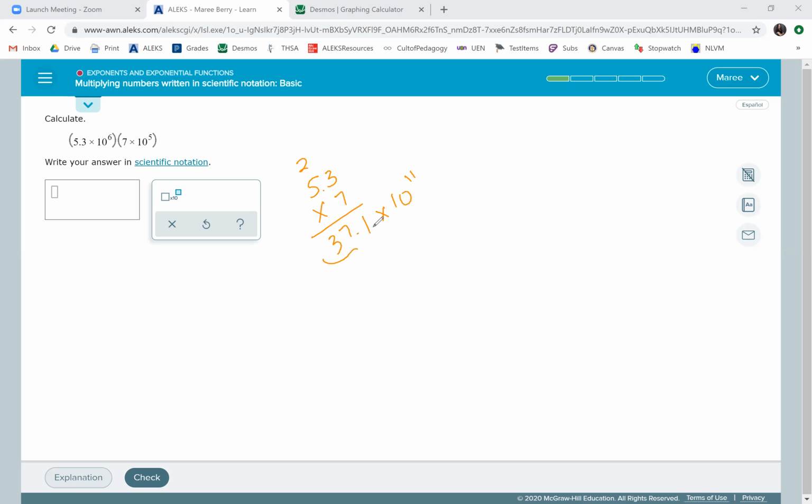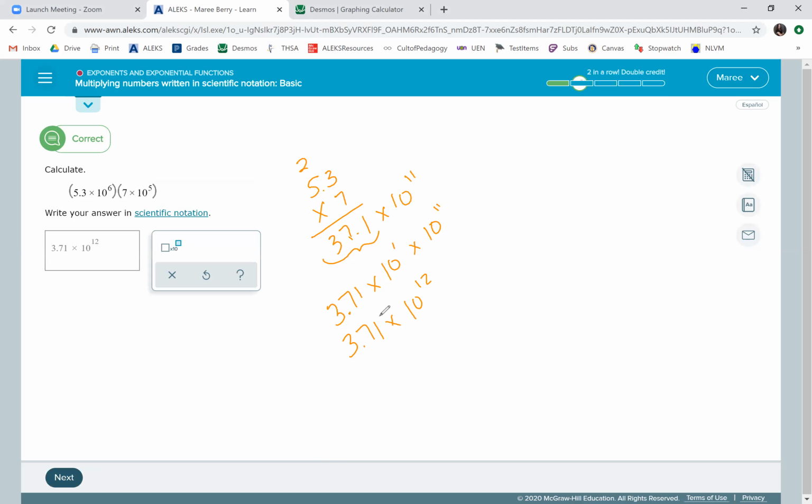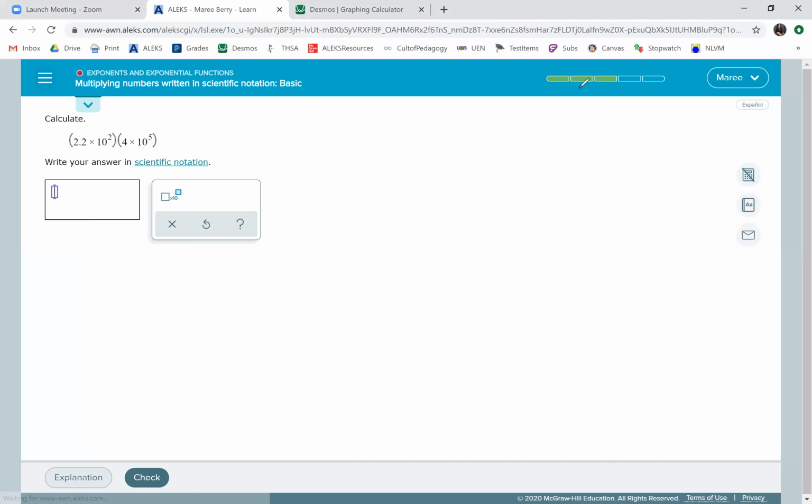Now, this is not in scientific notation, so we'll go ahead and write it in scientific notation. And now we can add the 1 and the 11 and get 10 to the 12th. So we're going to type in 3.71 times 10 to the 12th power. So we just want to make sure that we have the whole answer in scientific notation before moving on.